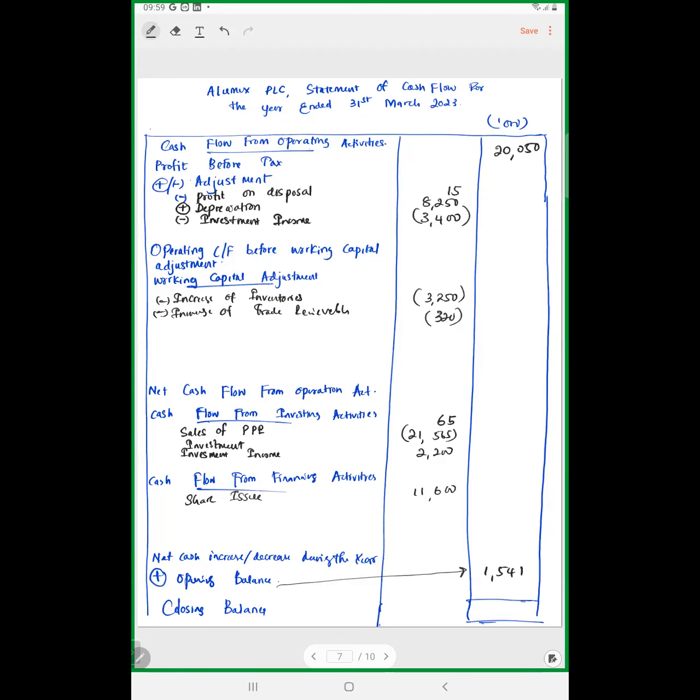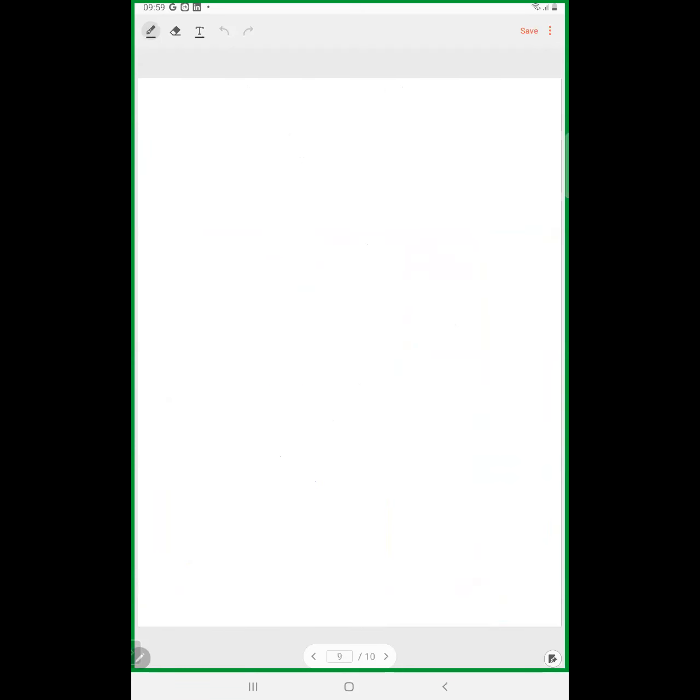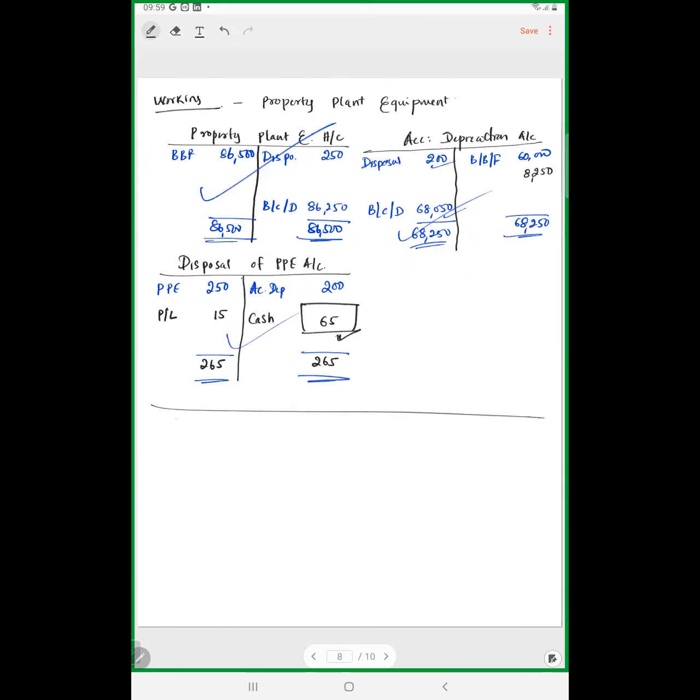Right. So the next one, equity. Yes, okay. General reserve, when it comes to general reserve, there are no differences, so there is no need to do any adjustment, right? So when it comes to the retained earnings, opening balance, we do the working.